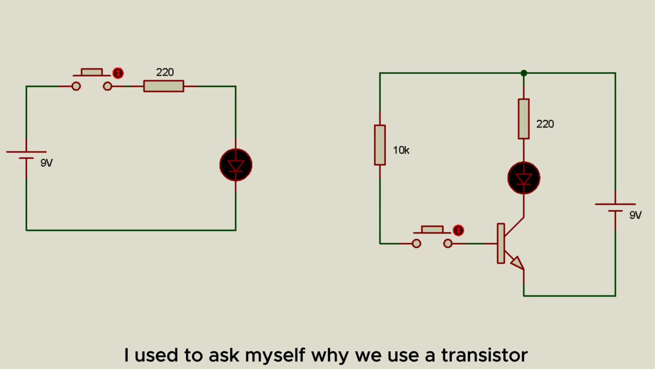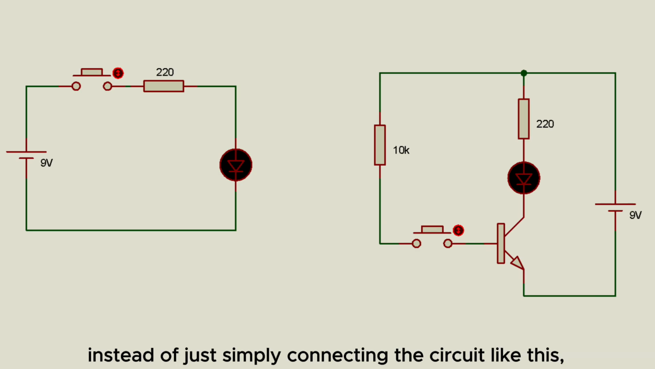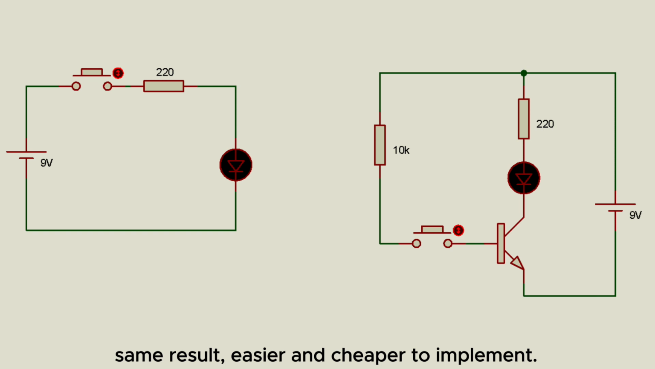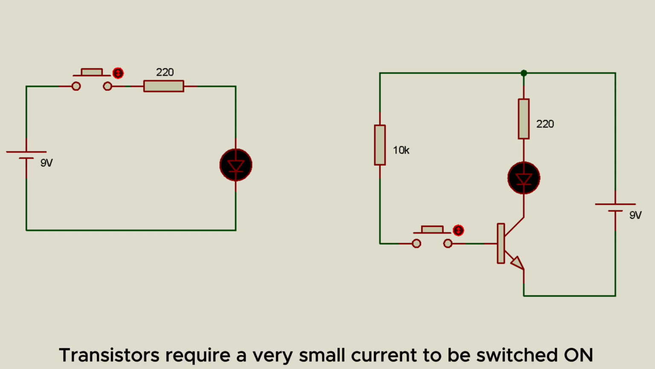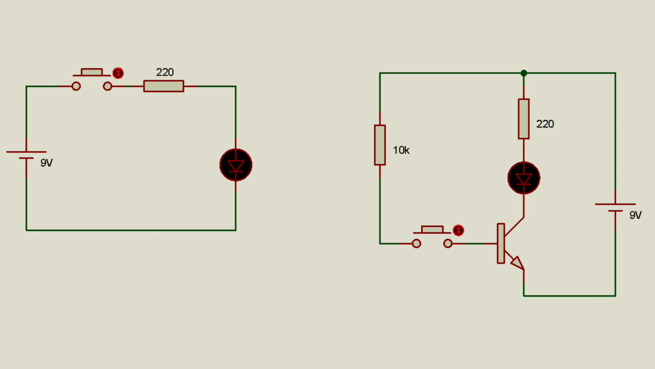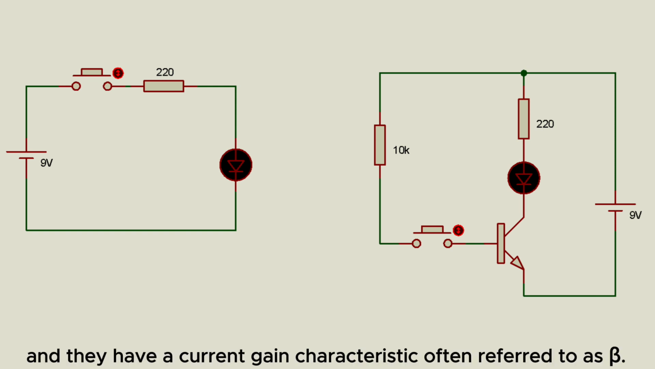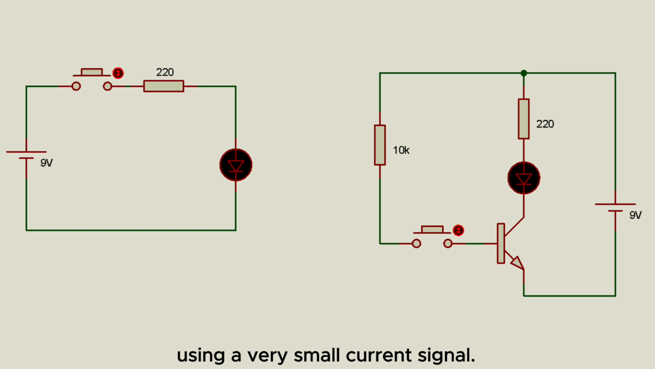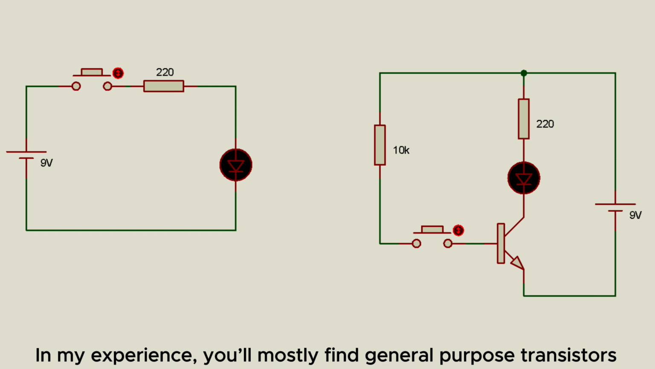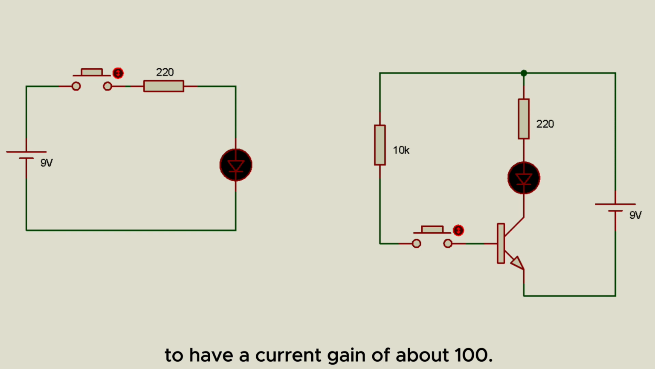I used to ask myself why we use a transistor instead of just simply connecting the circuit like this. Same result, easier and cheaper to implement. If you are that guy who still wonders why, here's an answer for you. Transistors require a very small current to be switched on, usually in microamperes, and they have a current gain characteristic often referred to as beta or hFE. This current gain allows us to control higher currents using a very small current signal. In my experience, you will mostly find general purpose transistors to have a current gain of about 100.